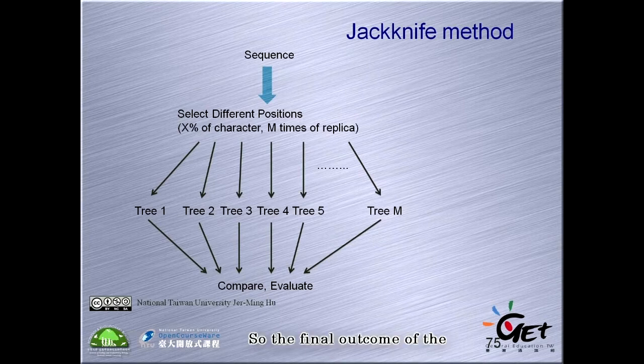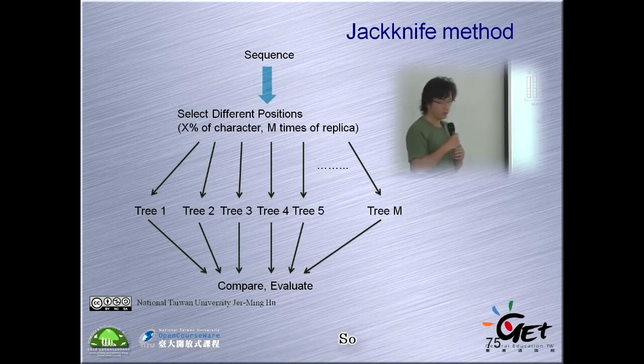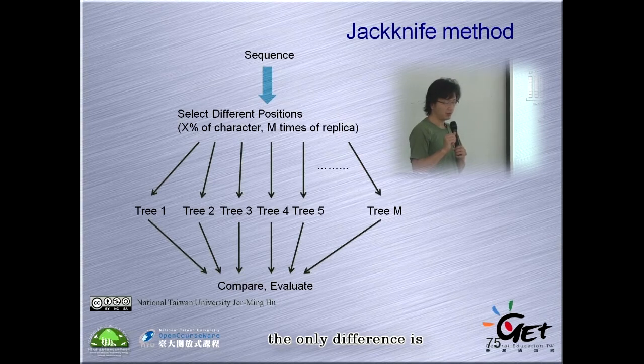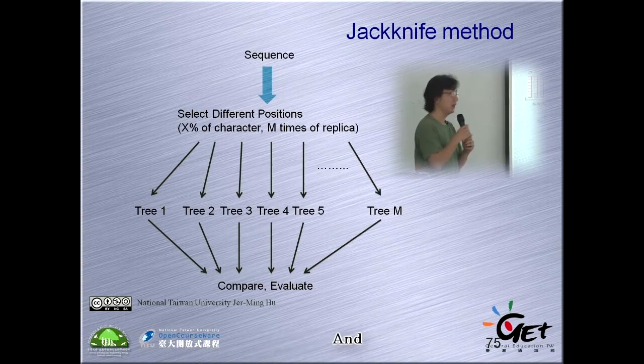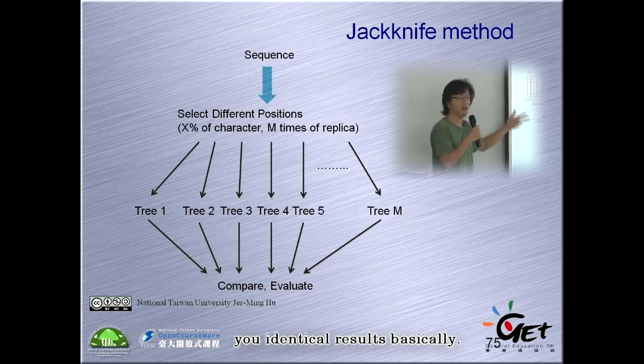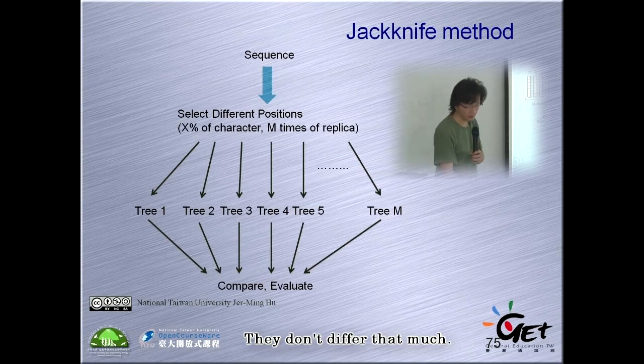So the final outcome, the new data matrix, will have only n minus x characters, if you take out x of the characters. And again, make the new tree and make a consensus tree out of it. So the only difference is they don't overweight a particular character, but they want to eliminate the noise. So that's the idea. And in practice, the two methods will almost give you identical results. They don't differ that much.